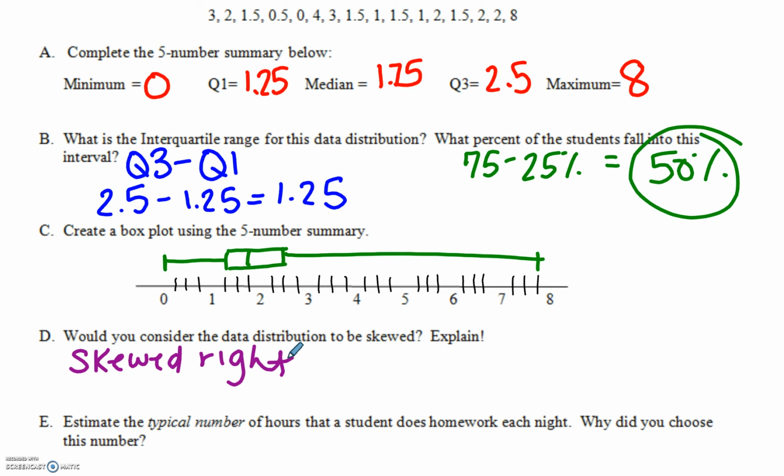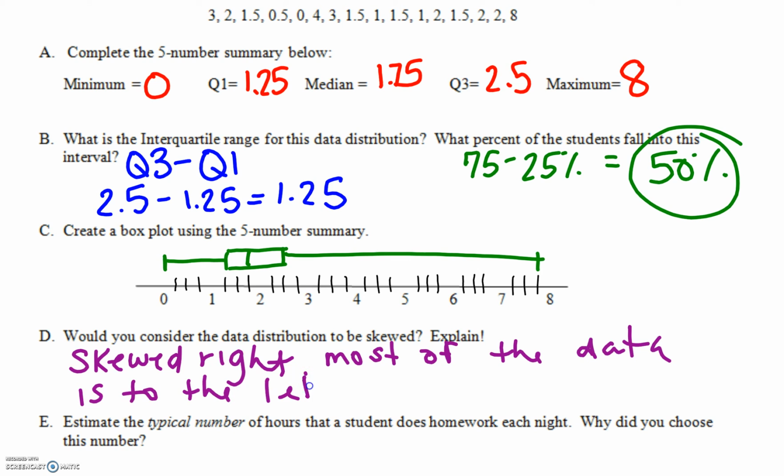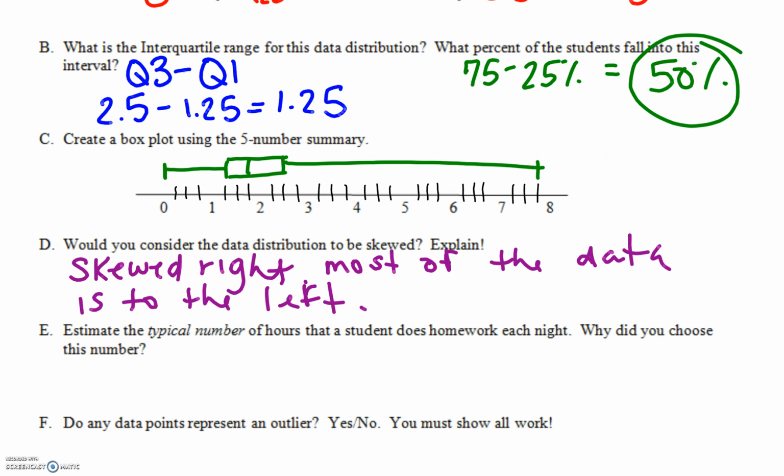So it's skewed right because most of the data is to the left. Skewing it to the right or stretching it to the right is just showing you that there is an outlier that exists. For part E, it says estimate the typical number of hours that a student does homework each night.